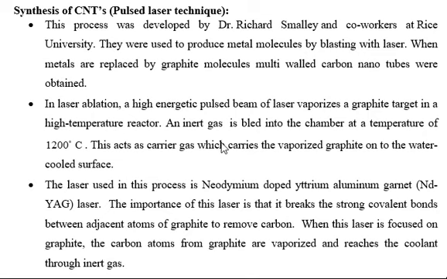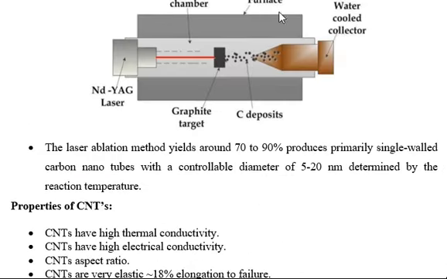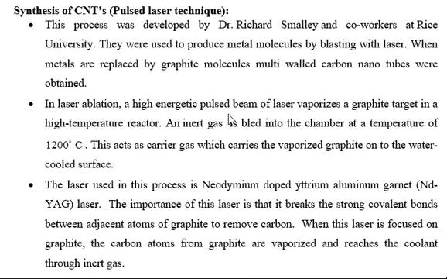An inert gas is blended into the chamber at a temperature of 1200 degrees centigrade. So we are going to insert some inert gas into the chamber. The inert gas fills throughout the chamber. So what is the purpose of the inert gas? This acts as a carrier gas which carries the vaporized graphite onto the water-cooled surface.